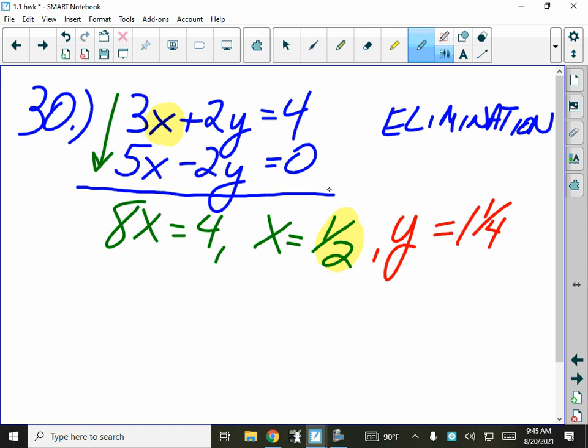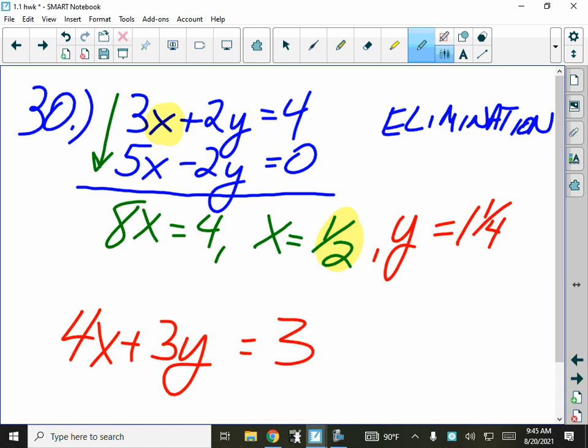So the 3 equations hanging out down here, 4x plus 3y equals 3. What do you think I should do with these 2 yellow answers to see if it works? I'm going to take the x answer and put it right there, and I'm going to put the y value right there. And I don't think it's going to work.